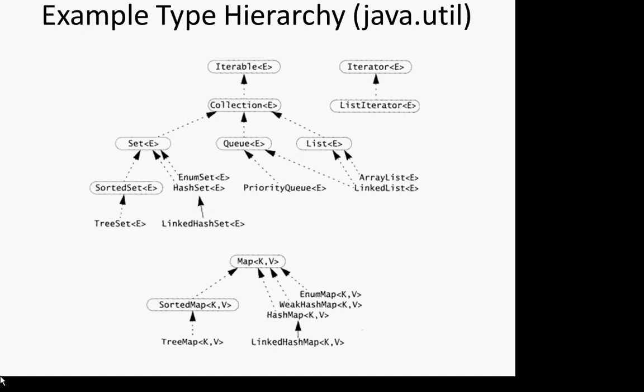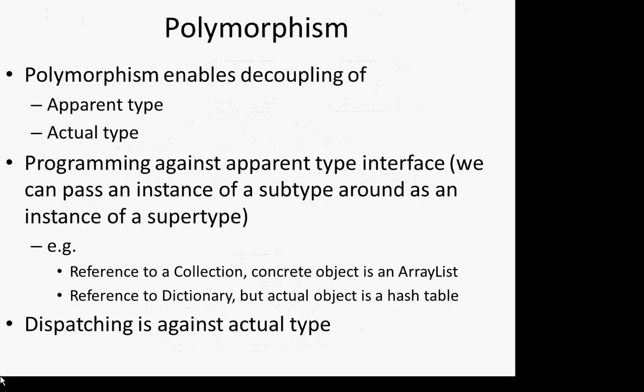Now, when we have polymorphism, it gives us a lot of advantages. It lets us reuse the code created for the supertype against the subtype. And so we can program against the apparent type, as it's called, program against an iterable, and really get a queue, for example. So we can reference a collection, and the actual concrete object would be an array list. We have a reference to a dictionary, but the actual object is a hash table, for example.